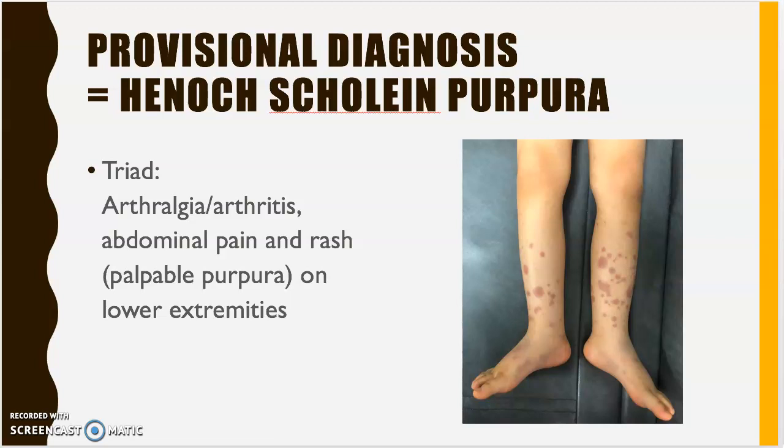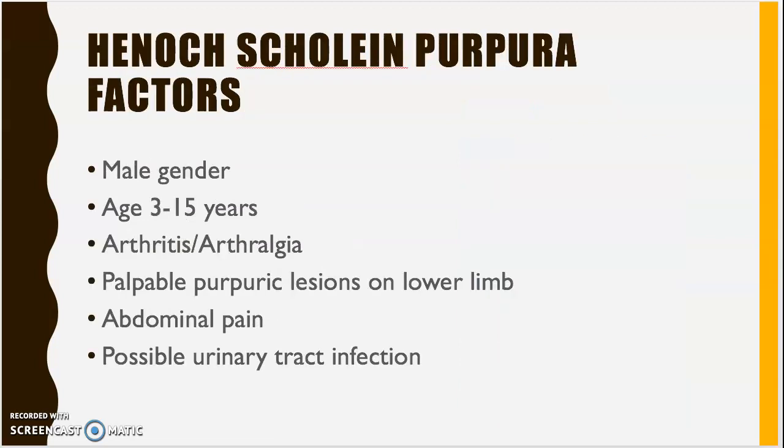So here we've got, from the case history, some key diagnostic factors that show it may be Henoch-Schönlein purpura. My provisional diagnosis is that it has a triad: arthralgia or arthritis, abdominal pain, and rash in the lower extremities. From the case history, some diagnostic factors are male gender, the age of onset, painful joints, rash on the lower extremities, and abdominal pain. These factors are all suggestive of Henoch-Schönlein purpura.